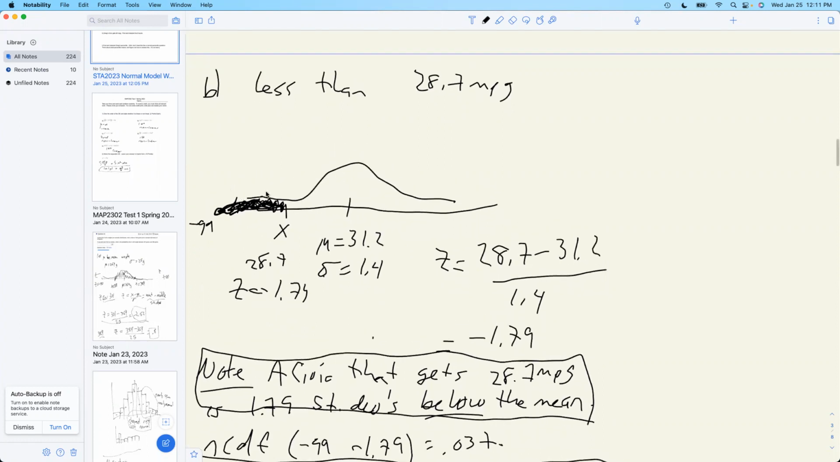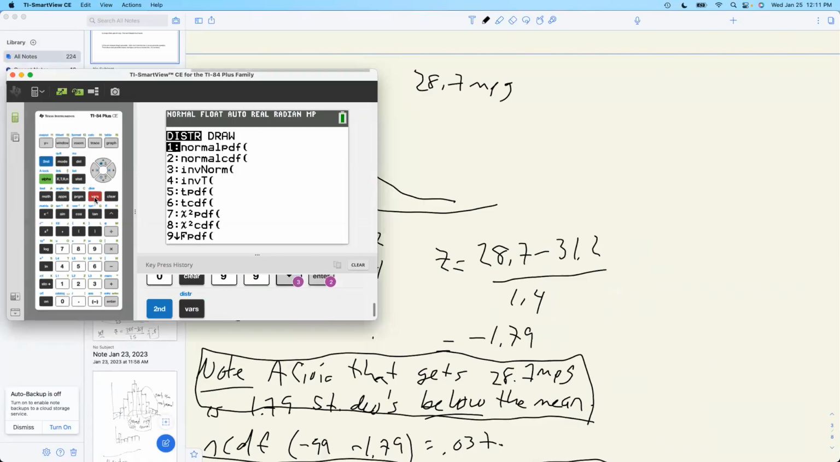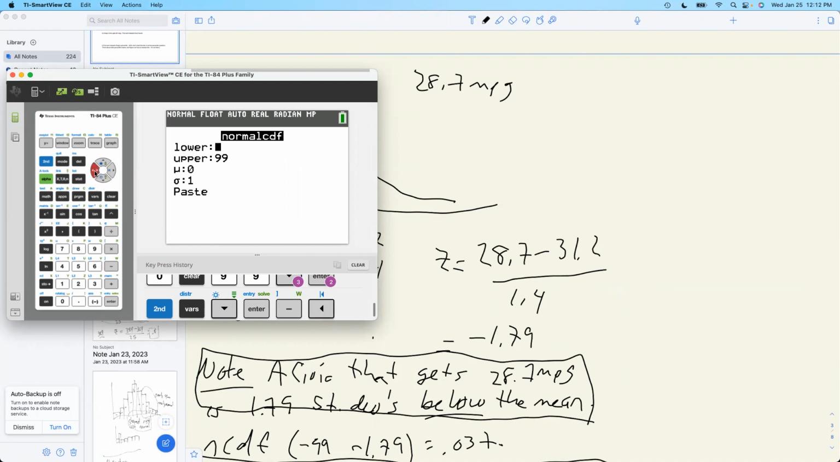We need to type this in our calculator. Smallest to largest. What's the smallest number all the way down here? Negative infinity up to negative 1.74. So I get my calculator. Second distribution, number 2. Negative 99. Remember, don't type that button. That's the minus button. Negative 99 to negative 1.79.